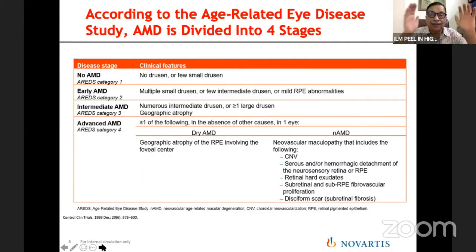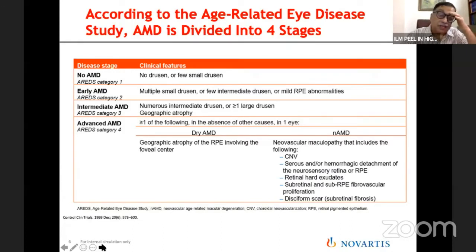Now, what are the stages of AMD? Again, it's not one stage. You can have the stage of no AMD, in which there are no drusen or very few small dot-like drusen, also sometimes called pulloids. Then you have early ARMD. This is the category 2, where there are multiple small drusen or a few intermediate-sized drusen, with very mild RPE abnormalities. And then comes intermediate AMD, category 3, where there are numerous intermediate-sized drusen or more than one large drusen, or there is early geographic atrophy setting.